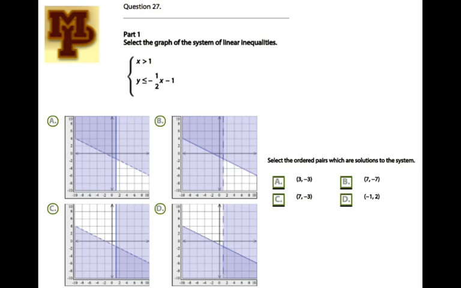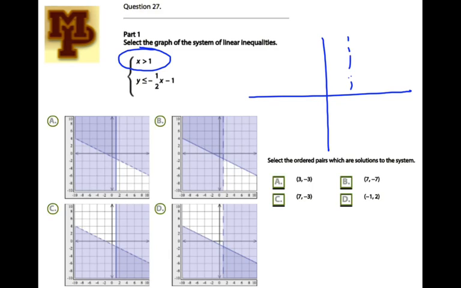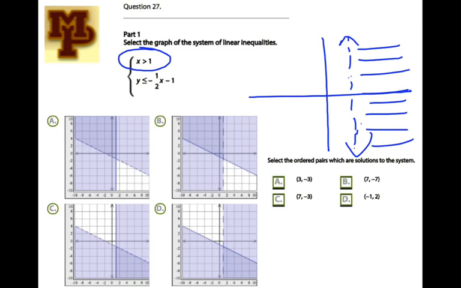27. Okay, so it looks like we're selecting the graph and then also the ordered pairs that are solutions. So this one here, the x is greater than 1, that's a vertical line. So I like to do my own sort of graph off to the side. So this would be a vertical line, and it's dotted because it doesn't have a bar underneath it. And it says it's greater than, so that means it goes this way. Greater than is to the right.